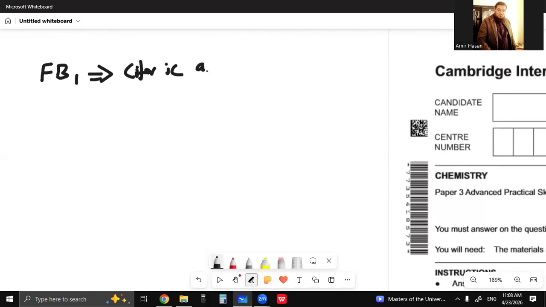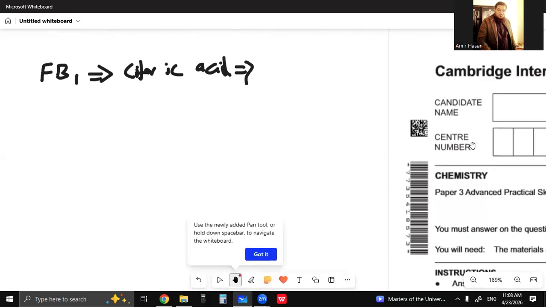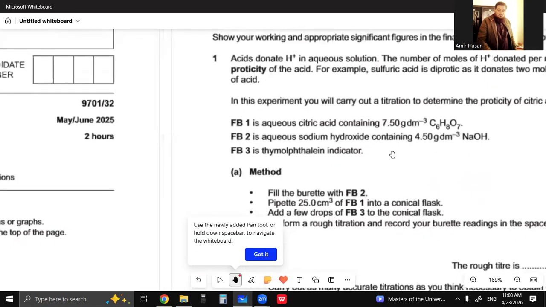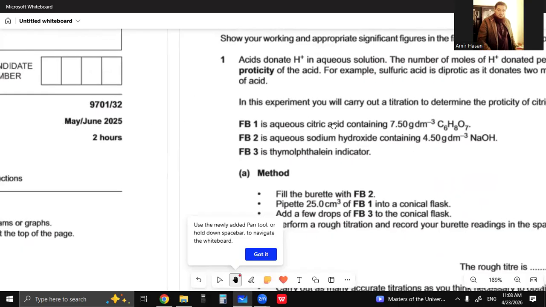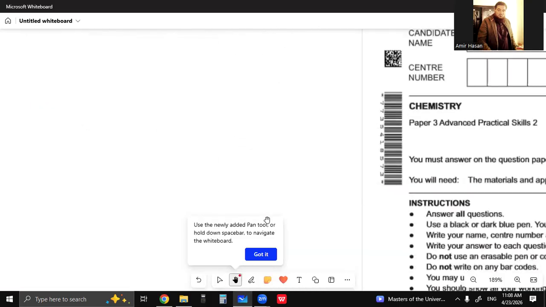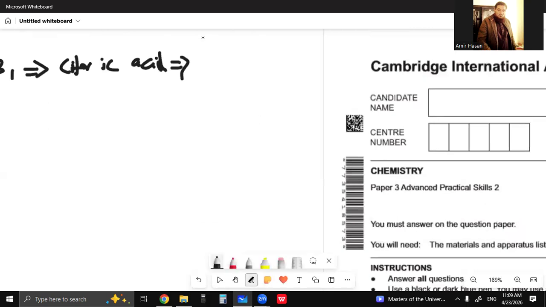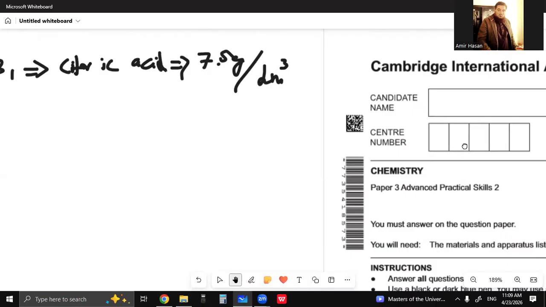This compound has proticity because every acid contains H plus ions. FB1 is citric acid, and what is the concentration of the citric acid? It is not in moles, it is in gram per cubic decimeter, 7.5. Okay, we must change this into moles. 7.5 gram per cubic decimeter is the given concentration of the citric acid. This is the FB1 compound.